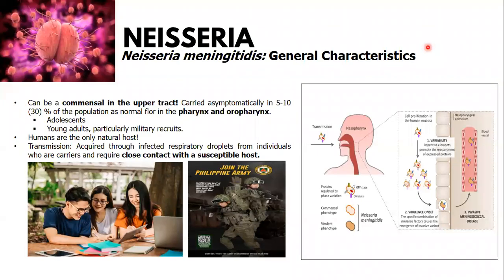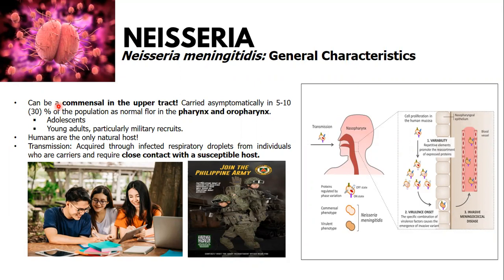So to start with, take note that even if Neisseria meningitidis is a primary pathogen, yet it can be found as a commensal in the upper tract. Specifically, the organism is carried asymptomatically in 5 to 10 or even up to 30% of the population as part of the normal flora in the pharynx and oropharynx, particularly among adolescents and young adults, especially military recruits.